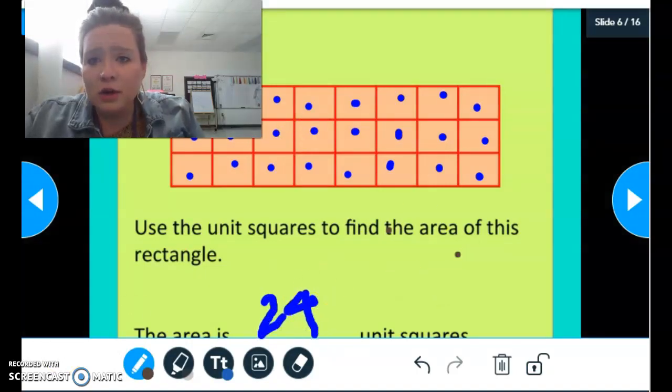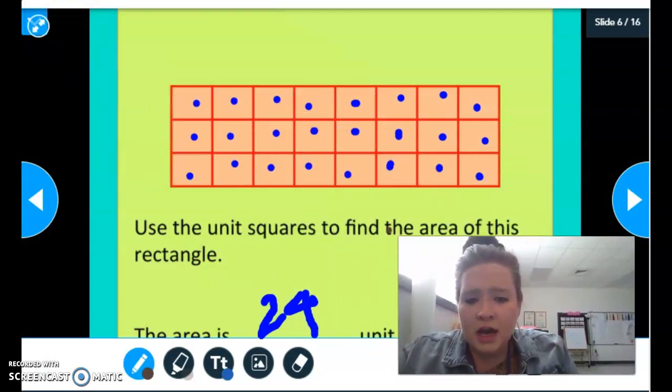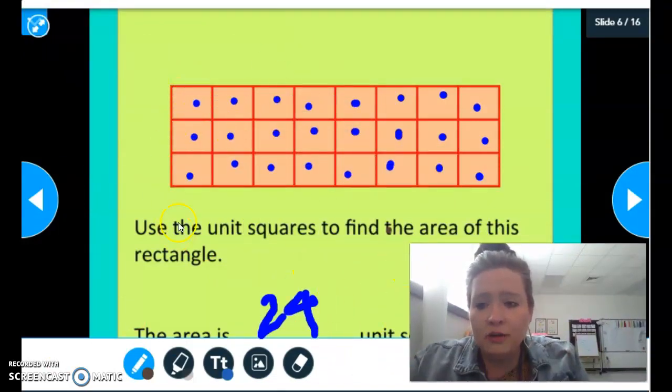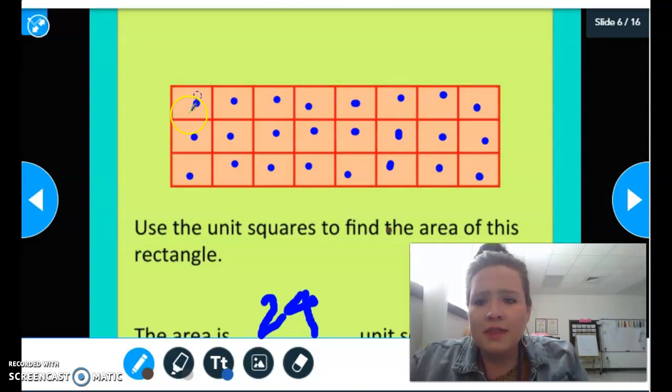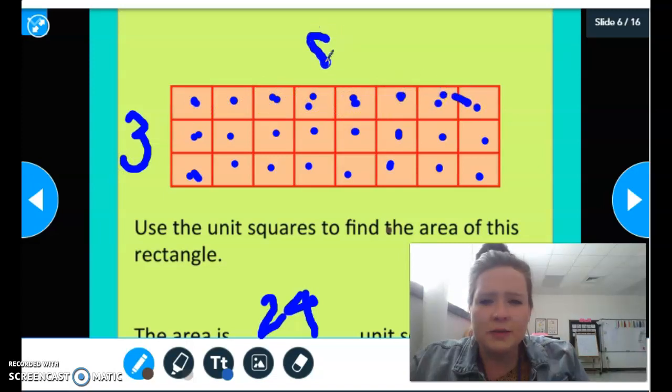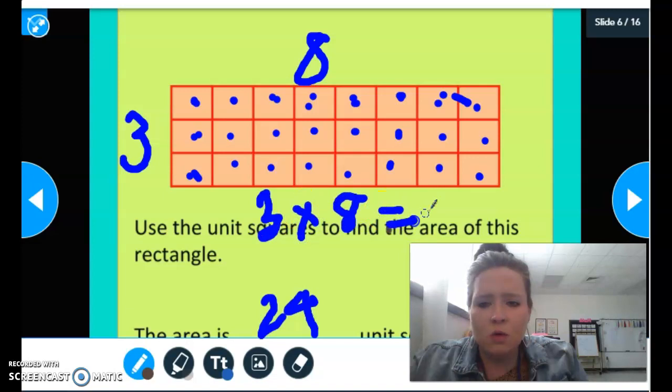Okay, but we also need to practice multiplying our length times our width. That would be 1, 2, 3. And 1, 2, 3, 4, 5, 6, 7, 8. Which equals 3 times 8, and that equals 24 square units, or units squared.